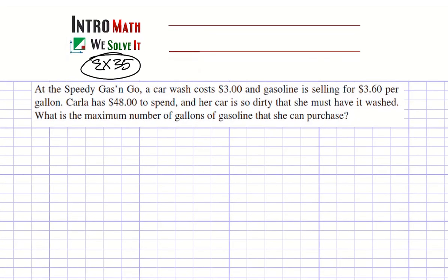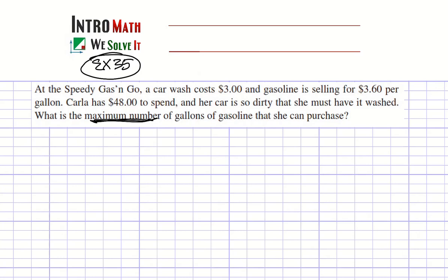Okay, let's do the last one and then we'll call it quits today. At the Speedy Gas and Go, a car wash costs $3 and gasoline is selling for $3.60 per gallon. Carla has $48 to spend and her car is so dirty that she must have it washed. What is the maximum number of gallons of gasoline that she can purchase? It's the same thing, maximum. She can buy that and still wash her car.